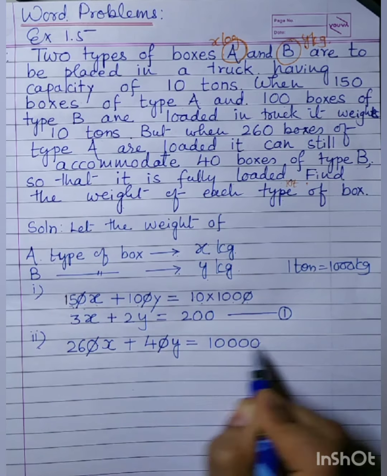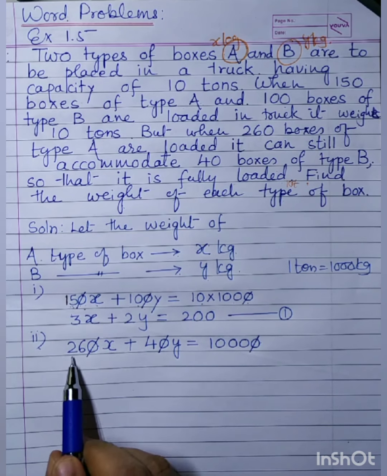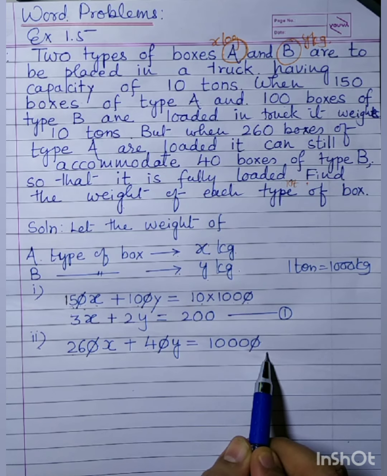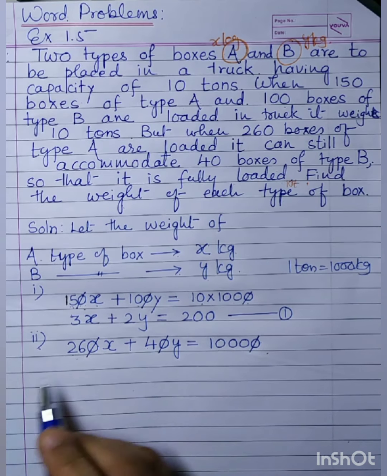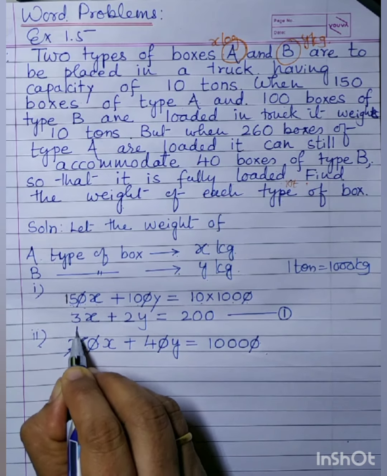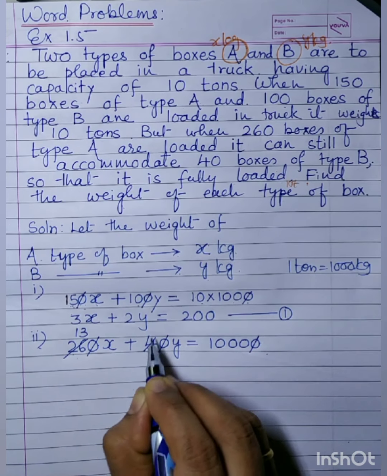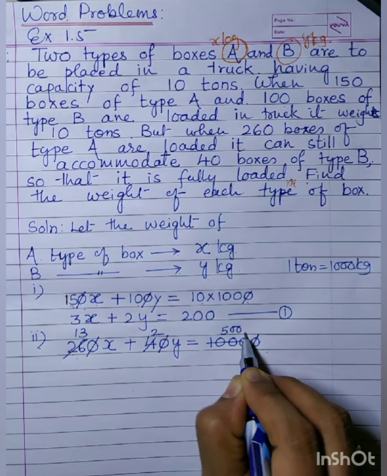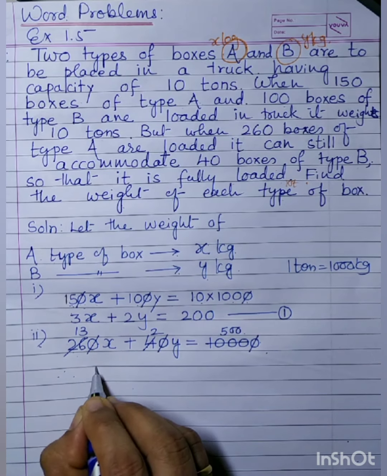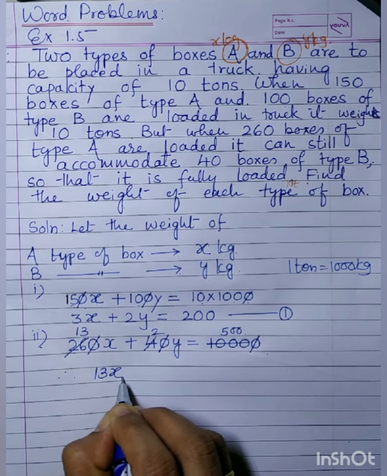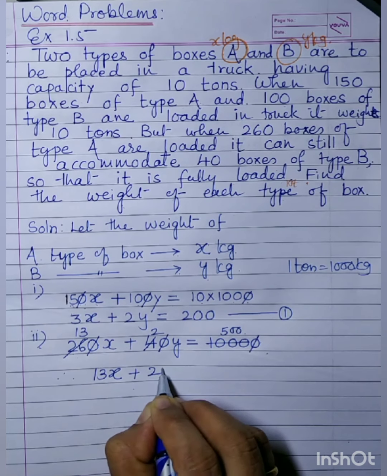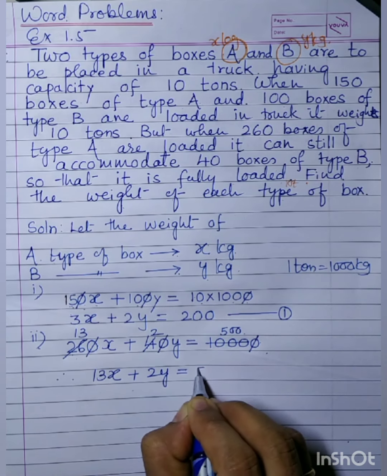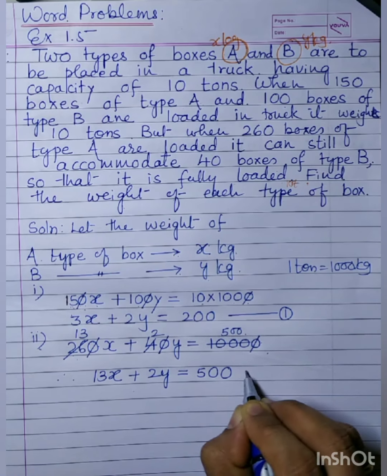So if I divide it by 10, okay, 26, 4 and 1000. Again we can simplify it by 2. So 13x, 2y, and what is this? 500. This will give you equation 13x plus 2y is equal to 500.